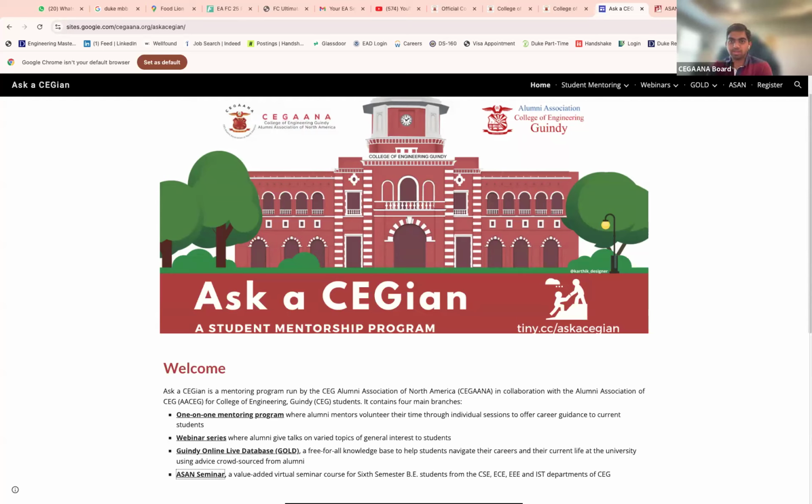And after that, I will give a formal introduction about the new set of ambassadors that we have chosen for the next year. So currently, I'll stop sharing and check who is all here and probably pass it on to them to talk more about Ask a CEGian as well. I think Prashant is here, and we're still waiting on the other panelists. So I would ask Prashant to go first, if you're okay, to talk about your background. Yeah, sure.